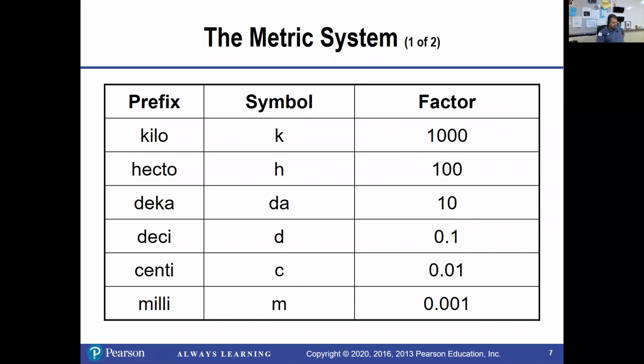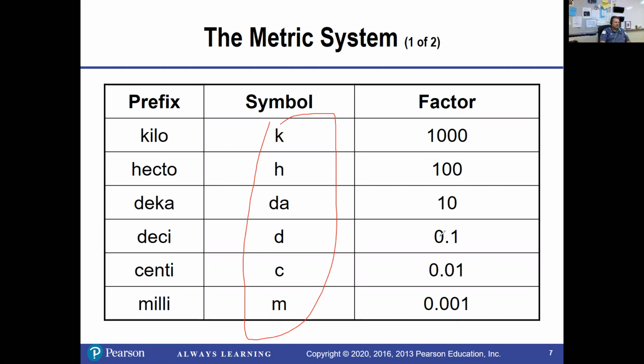Metric system. As we talk about the metric system, we talk about these prefixes. We have kilo, or kilometers, what is your K? Hecto is H, deca is DA, deci is D, centi is C, milli is M. These all work for almost any other type of units that we deal with, not just linear, but other types.